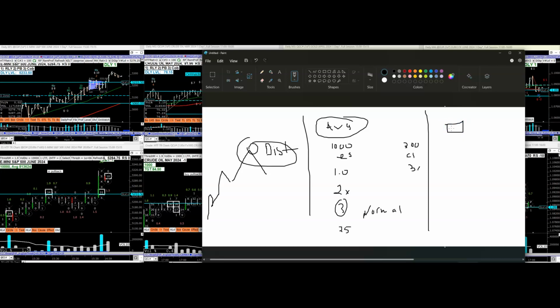All right. Next thing is, I just want to highlight big volume. That's it. Just highlight it, because sometimes there are too many numbers. I can't read everything, right? So just highlight it.